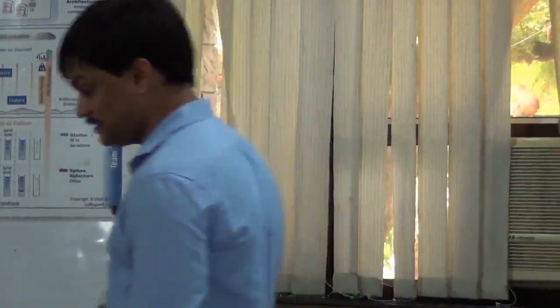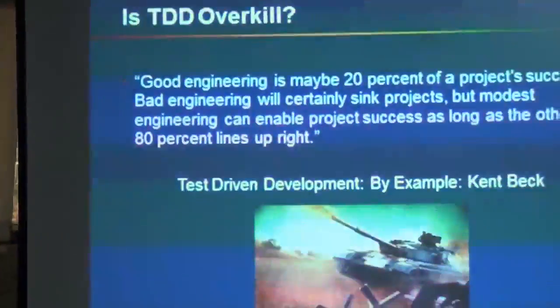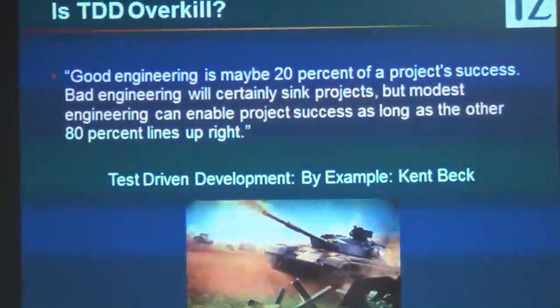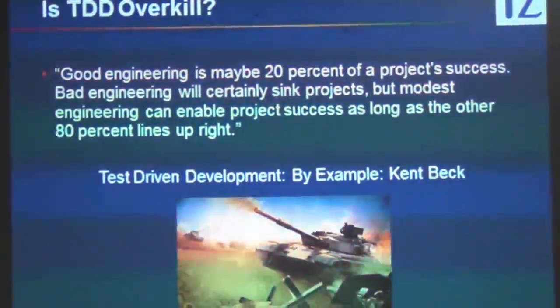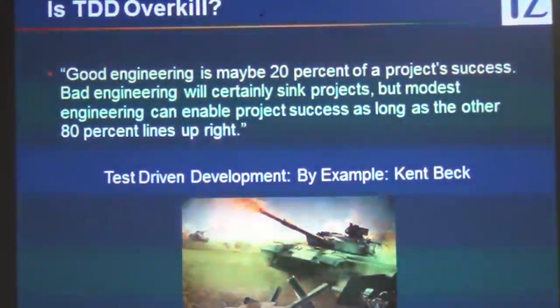Now, this is a good one, which I liked while I was reading Test-Driven Development by Example by Kent Beck. He himself is the one who created extreme programming, where test-driven development is taught as an important practice, and he's telling good engineering may be 20% of the project success. So it's not like if you have very perfect test-driven development, your project will succeed. There are only 20% of things which make the engineering make the project successful.